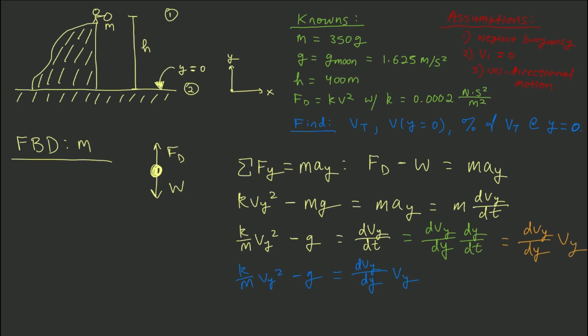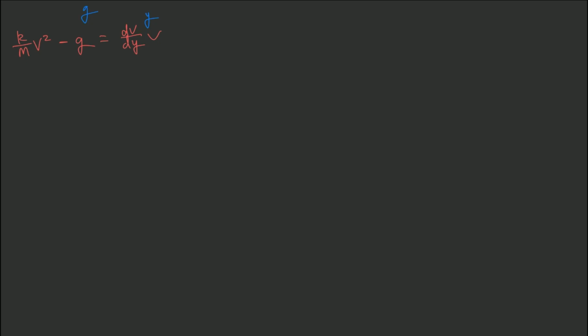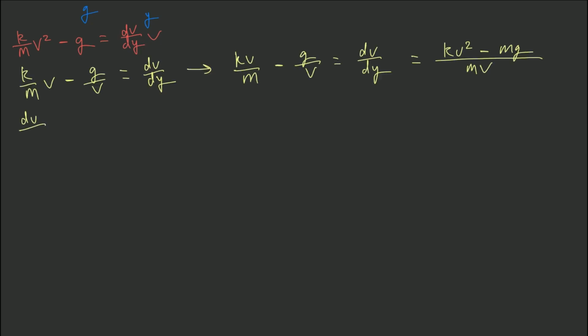Then we can simplify this as dvy/dy times vy. Now, I think we've emphasized enough that this is unidirectional motion, so to save some writing time, let's drop the subscript y. What we're going to try and do here is take this derivative and get all the terms in v on one side and all the terms in y on the other. Let's rewrite that: v dv/dy equals (kv squared minus mg) over m, so mv over (kv squared minus mg) dv equals dy.